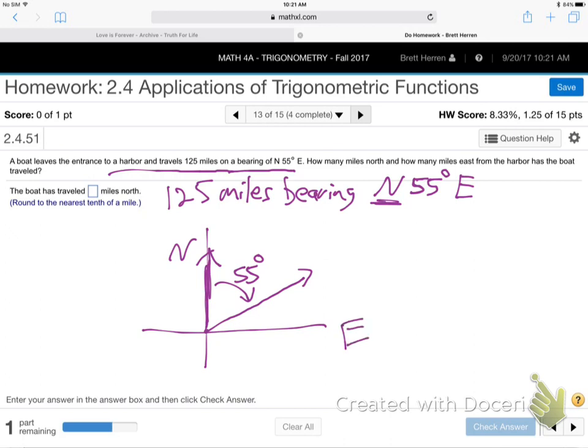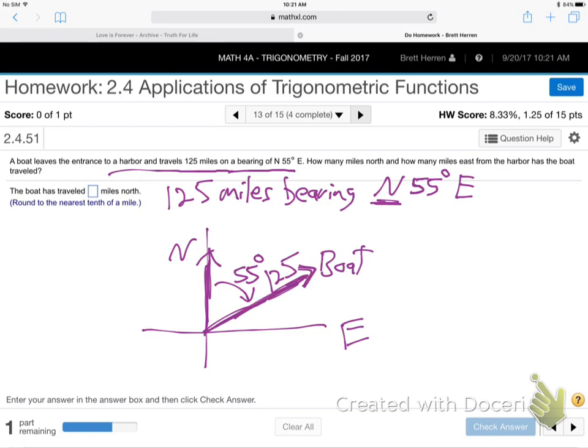So here's the heading of the ship, the boat. This is the true direction of the boat. It's going north 55 degrees east. Sometimes you'll hear them say 55 degrees east of north. Either way, it's the same thing. Okay, and it traveled how far? 125 miles. So the length of that piece is 125. The boat went that direction, 125 miles.